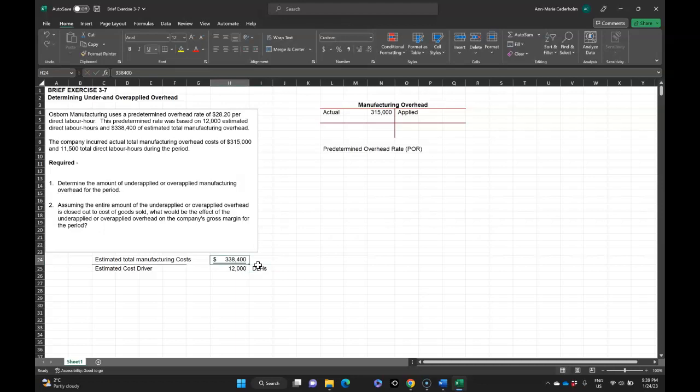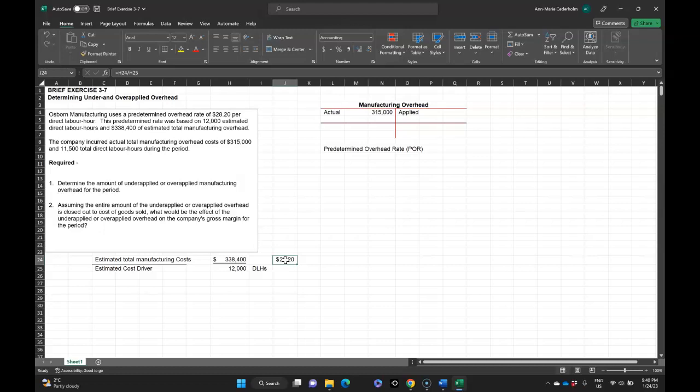At the beginning of the year, they said, we think our manufacturing overhead account is going to be $338,400. And we think all of the products that we make, it's going to be 12,000 direct labor hours. So if I take the 338,400 and divide that by 12,000, that gives me the 28.20 that you see right here. Okay, so in some questions they'll make us calculate this, and other questions they'll just give us this answer. So that's just step one.